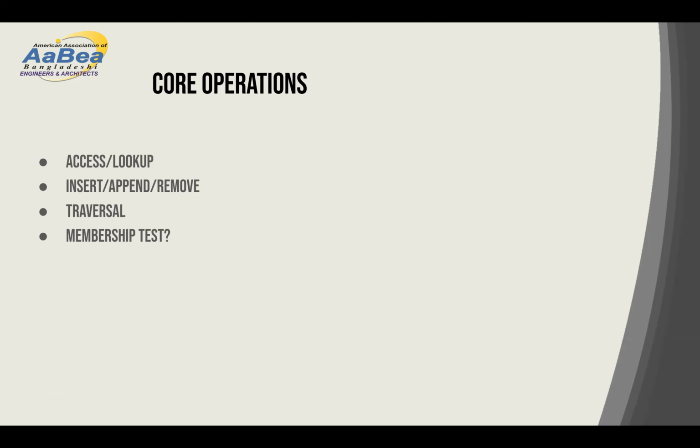And traversal is just being able to go through each element and then doing certain operations based on that. You can use your comparison operators, you can do things like that, but traversal is just going through the list or the data structure that you have and just iterating through it. And the membership test, like I mentioned before.